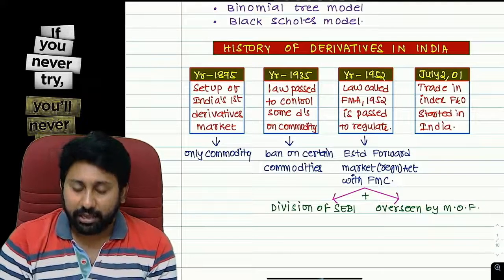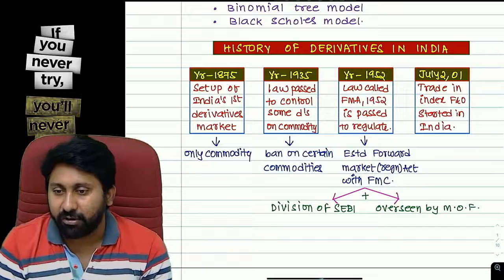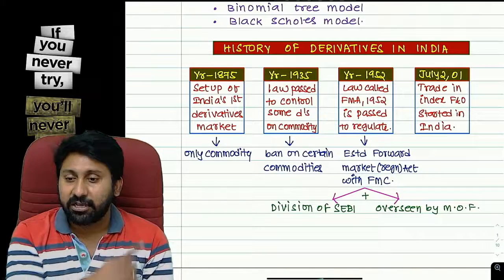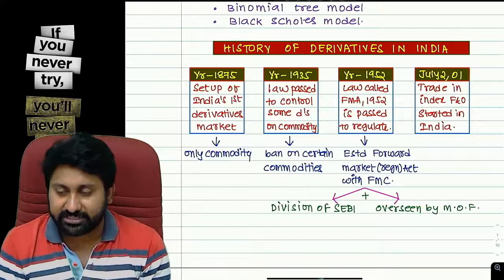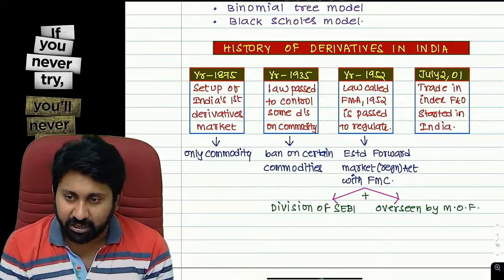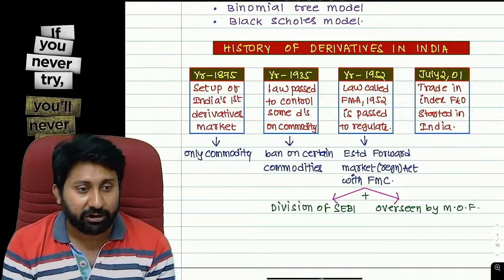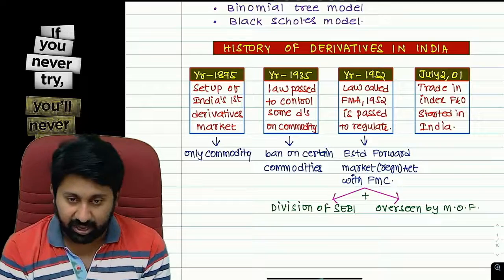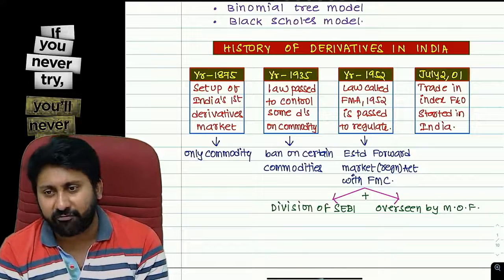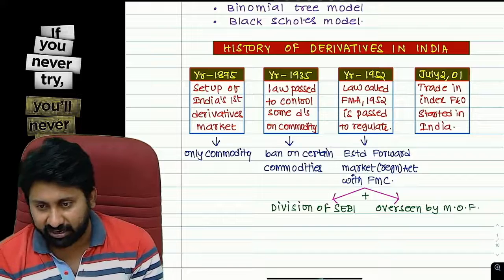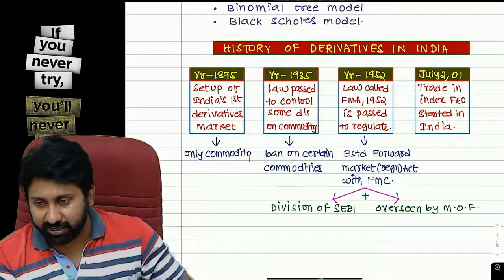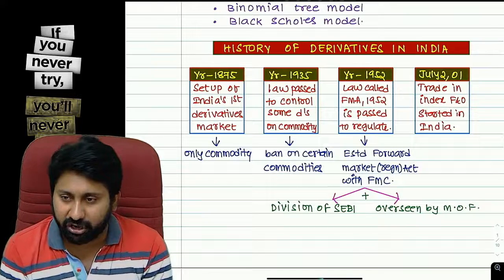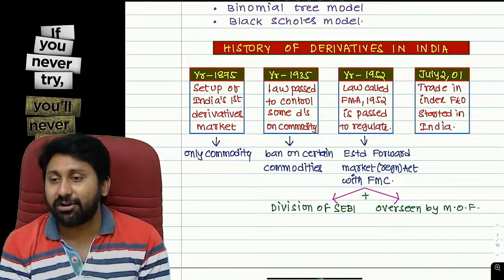For that, an authority was formed called the Forward Market Commission. FMC means Forward Market Commission. It was established with the Forward Market Regulation Act, which regulates futures and options in India. Not only that, any kind of forward market is covered under that act. It is a division of SEBI and it is also overseen by another ministry in India called the Ministry of Finance.